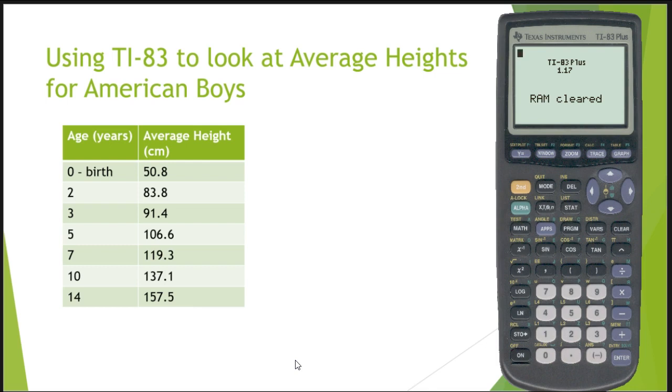So the first thing we're going to do is enter our data into our calculators. We're going to hit Stat, and we are going to hit Enter. And in list 1, we've got birth, which is 0 ages. We have 2 years, 0 years, 2 years, 3 years, 5 years, 7 years, 10 years, and 14 years.